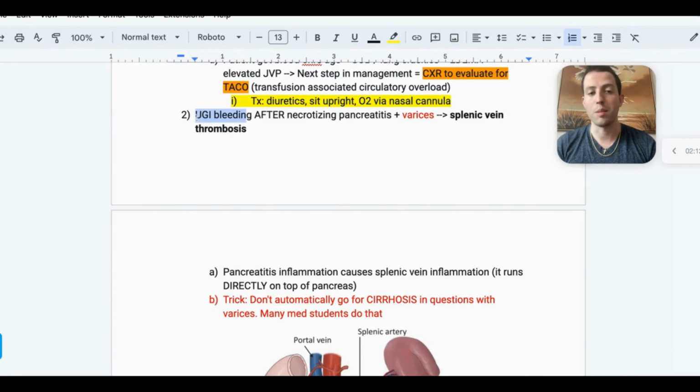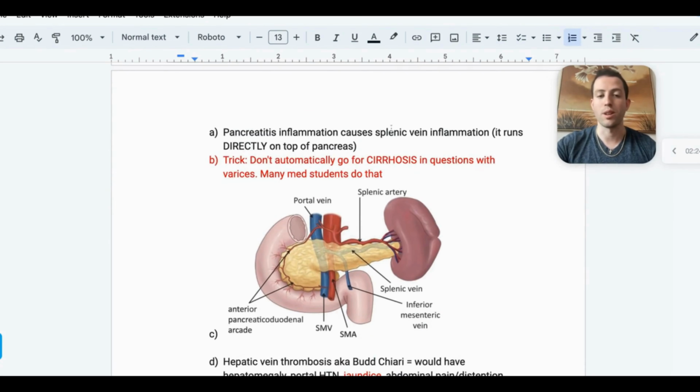Patient has an upper GI bleed after necrotizing pancreatitis. They have varices on endoscopy. What do you think was the cause of all this? Well, it's probably splenic vein thrombosis. And so think about the anatomy of where the splenic vein is.